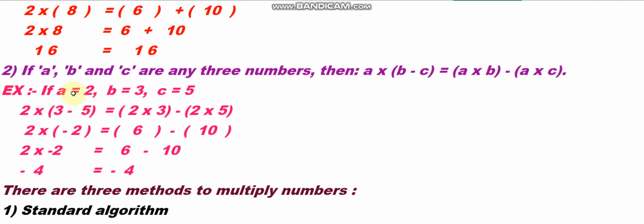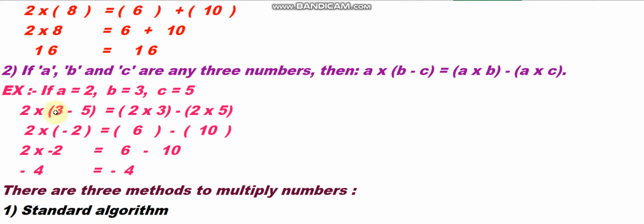Then if A equals 2, B equals 3, C equals 5, write the values instead of A, B, C. 2 into 3 minus 5, B minus C, equals A into B, meaning 2 into 3, minus A into C, the value of A into the value of C. So 2 into 5. Now simplify the bracket terms: 2 into, here, 3 minus 5.